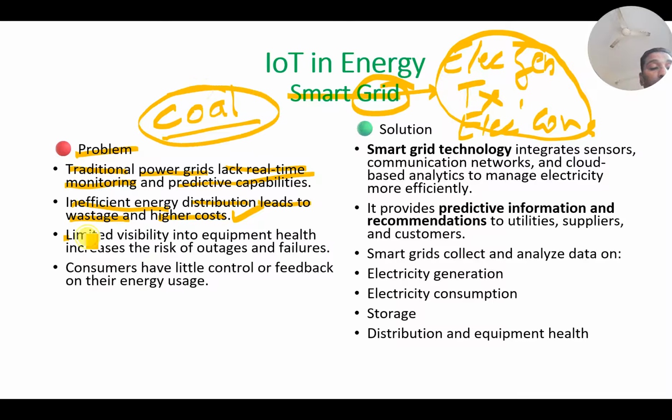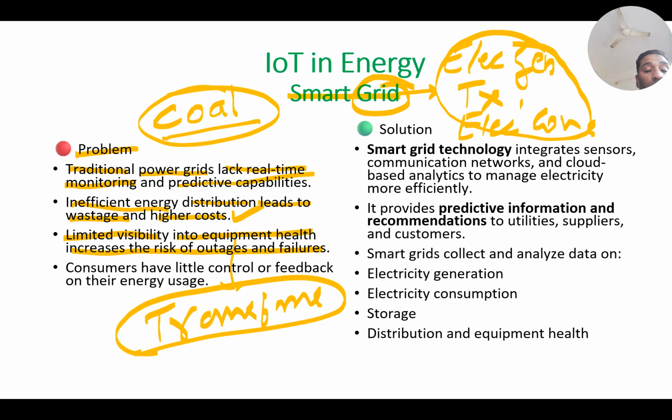And also there is a cost, because everything comes at a cost. Now, limited visibility into equipment health increases the risk of outages and failure. Take an equipment example, a transformer. We are not monitoring it continuously. Manually, we can't sit beside the transformer and keep watching whether it is working fine. We occasionally visit, or traditionally when there is a problem in the transformer, when there is a power cut, we go and check. So this increases the risk of outages and failures when it is not under visibility.